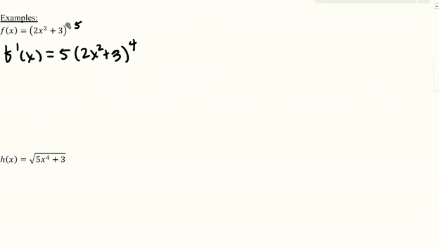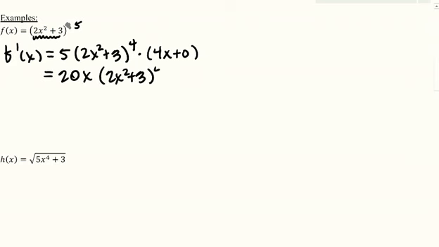Then, to account for the fact that this has its own derivative, I'm going to multiply by the derivative of 2x squared plus 3, which is 4x to the 1 plus 0. And if you felt like you couldn't live with it being written like this, you could rewrite it as 20x times (2x squared plus 3) to the 4th.